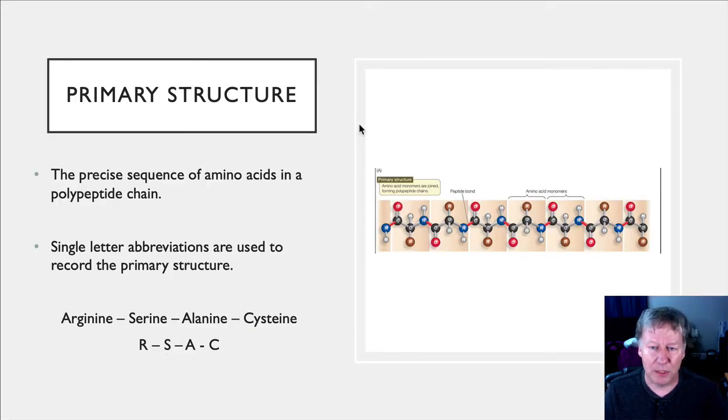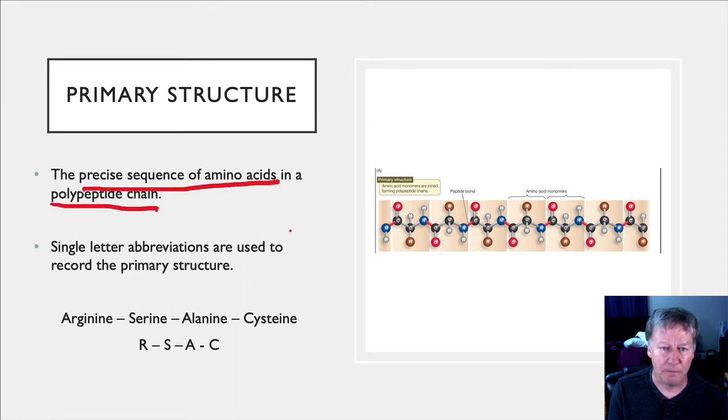Primary structure is the simplest and first layer of structure in a protein. Primary structure is simply the precise sequence of amino acids in a polypeptide chain. So here in the picture, and this picture is out of your textbook, you can see this is an amino acid. Here's the next amino acid, and the next one, and the next one, and so on. It's a chain of amino acids. And it might be arginine, then serine, alanine, cysteine, and so on. We commonly abbreviate amino acid names with just a single letter, like in this case, RSAC.